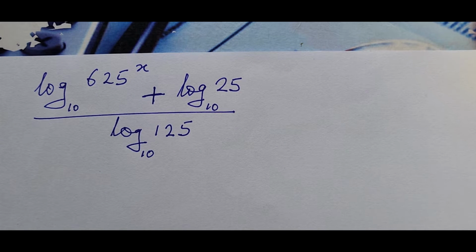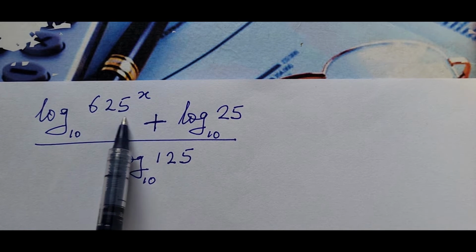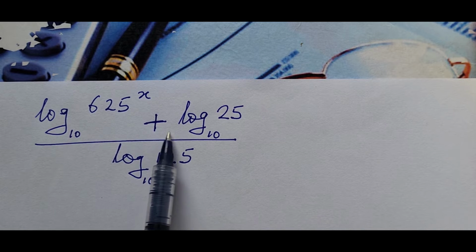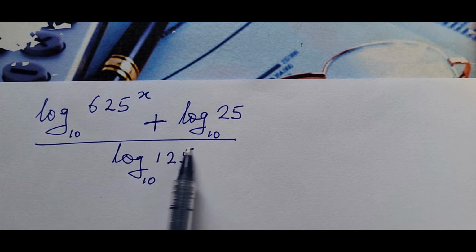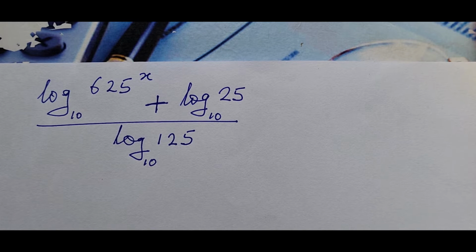We are given a log function to evaluate. The question is: log 625 to the power of x base 10, plus log 25 base 10, all over log 125 base 10. How do we evaluate this without the use of the calculator? It is pretty easy. And of course, we cannot use a calculator to even evaluate this.